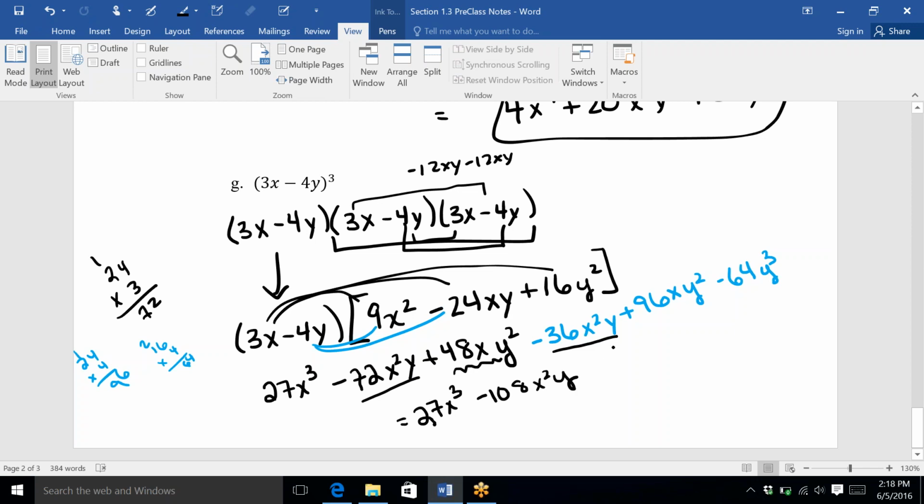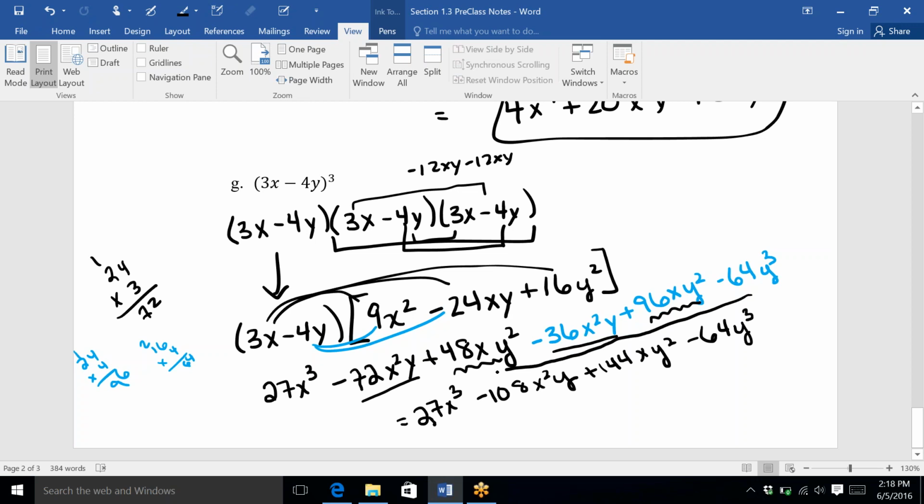And then we have the 48xy squared and the 96xy squared. Those are both positive, so we'll be adding. And that is 144xy squared. And then bring down the minus 64y cubed.